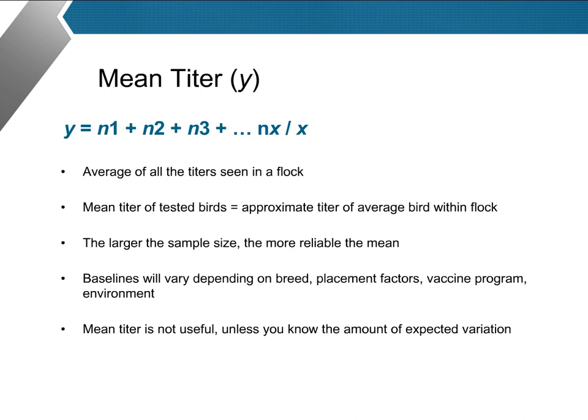The baselines will really vary depending on a number of factors like breed, placement, and the vaccine program being used. And so a mean titer really is only going to be useful if you know how much expected variation you're looking at. A very, very large amount of variation makes the mean titer less valuable.